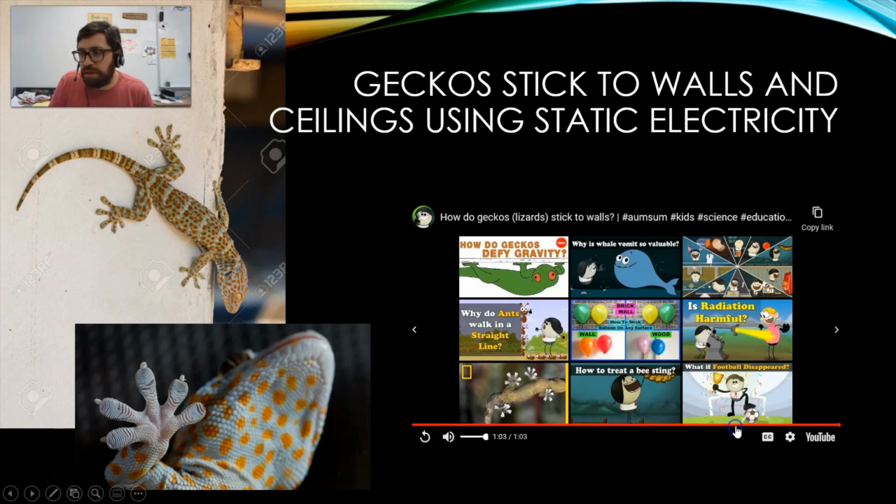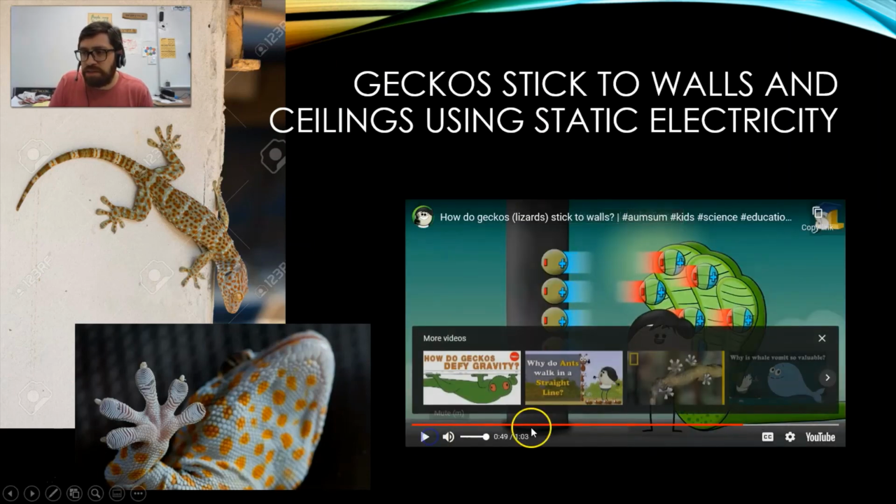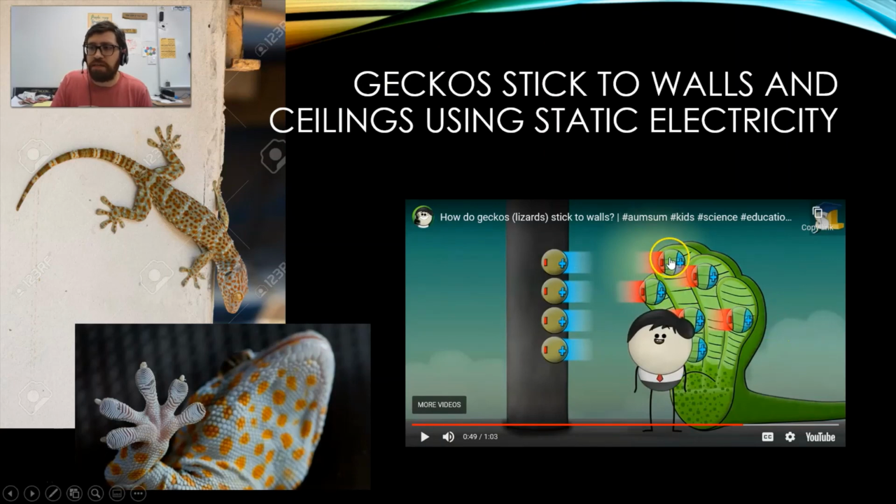You might have noticed here that the gecko is intentionally orienting these cells. Actually, the cells orient themselves because the positives are deflected away from the positive and the negatives are attracted to that positive surface. And it would be vice versa if the surface of the wall was negative. But that's basically how geckos can climb so easily on walls and on ceilings. It's basically the concept of induction.